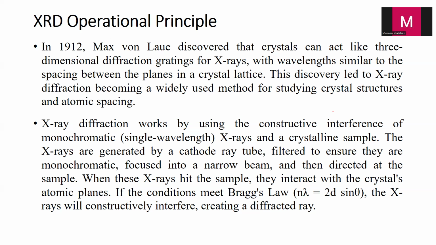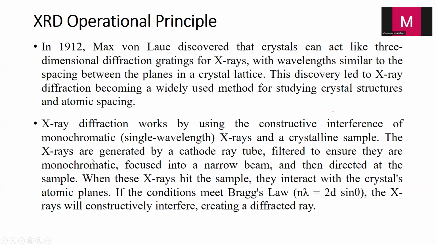So in scientific experiments, such as XRD, monochromatic light is often used to ensure that measurements are accurate and consistent. Because monochromatic light reduces the interference and simplifies the analysis of how the light interacts with the material being studied. All right. So I hope you understand what monochromatic light is and why it is important.